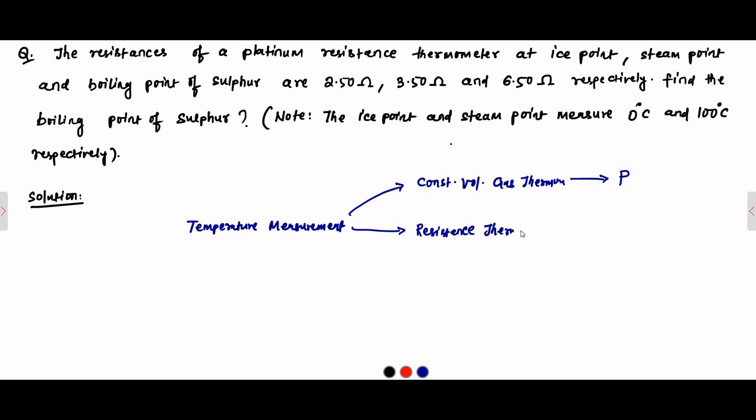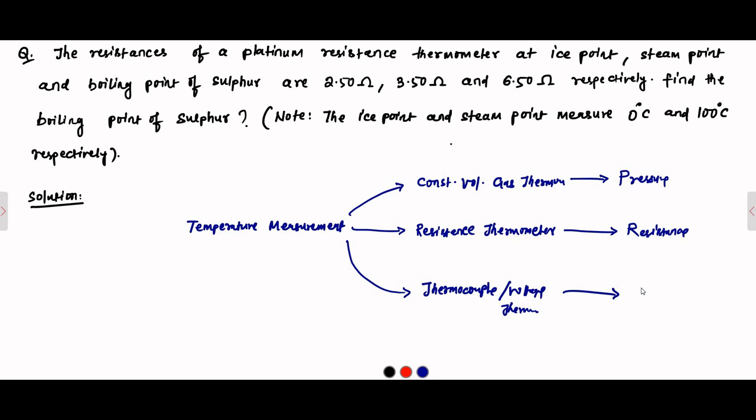So here the main parameter which is used to measure temperature is resistance. Here it is pressure, here it is resistance. We also have another temperature measuring device, which is thermocouple or voltage based thermometer, voltage or EMF based thermometer. So here the main measuring parameter is the electromotive force, EMF or voltage, whatever. This is used to measure temperature.